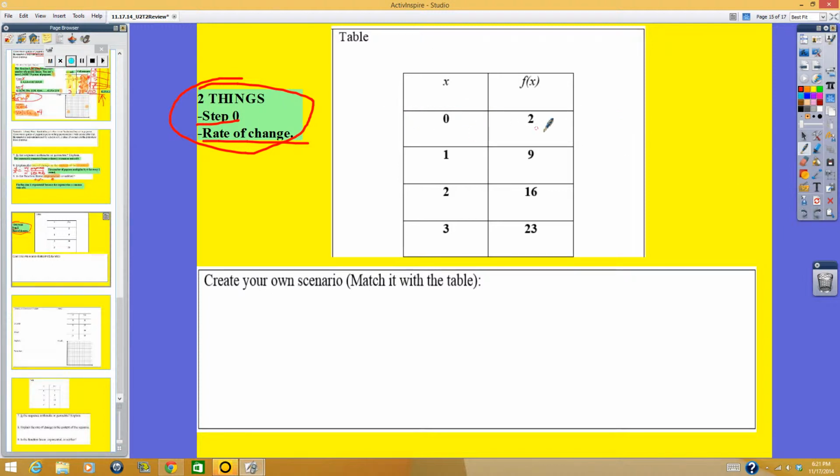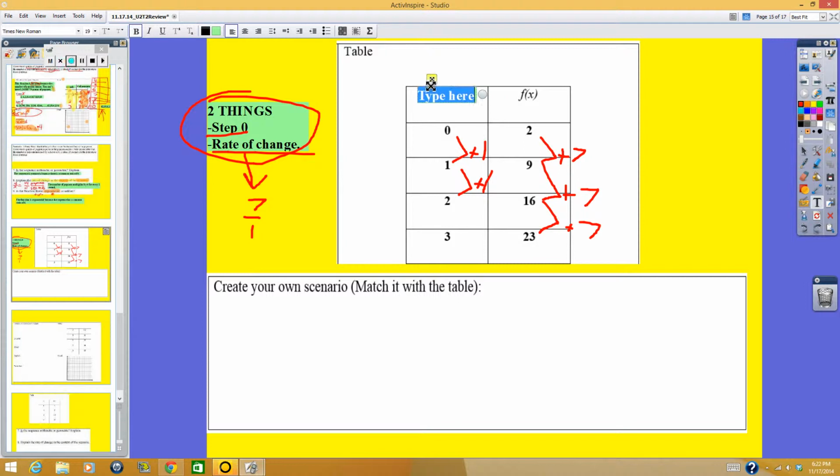Rate of change. Here, it's not going up too fast, which means it's probably not multiplying, it's adding. And it looks like they're adding by 7 each time. Alright? Here, looks like they're adding by 1. So step 0 is that. And I'm just going to write down here, just as a note, my rate of change is 7 over 1.